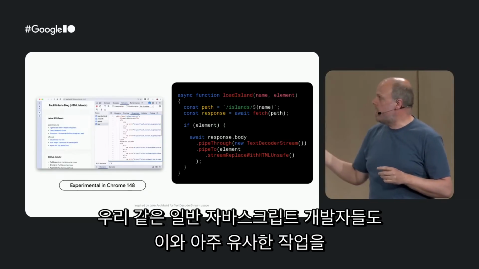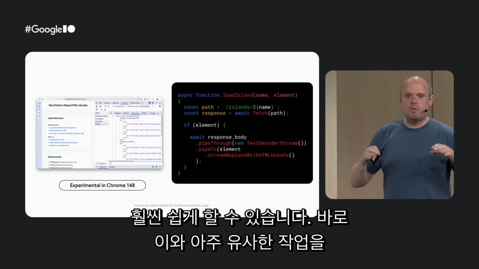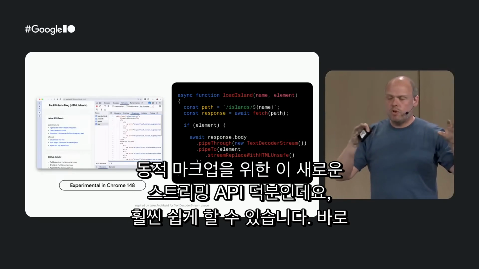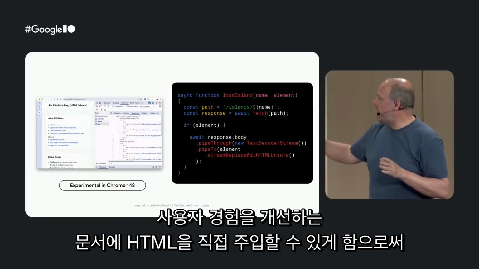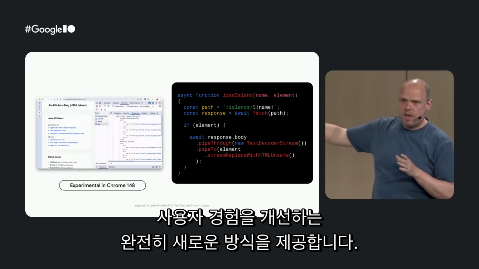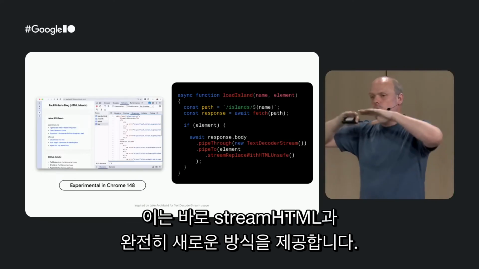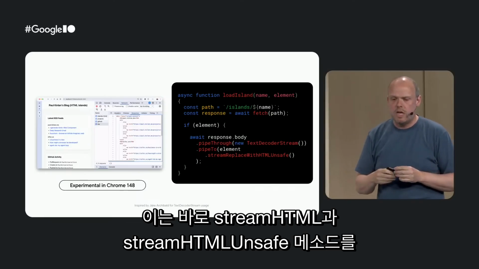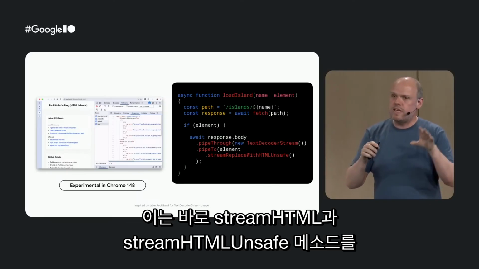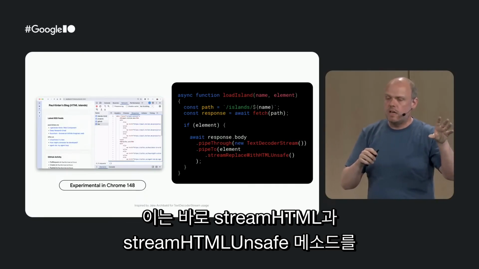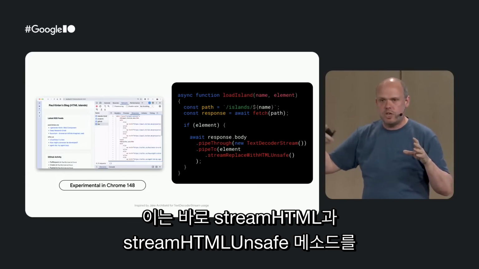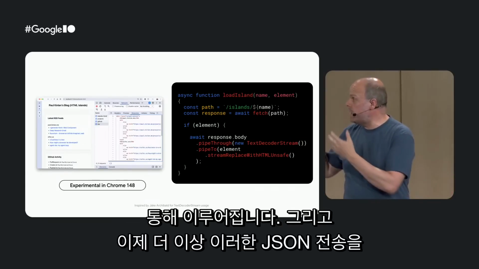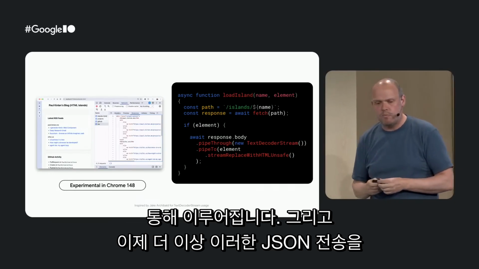The new streaming API for dynamic markup gives you a revamped way to improve experiences by letting you inject HTML into documents via the streamHTML and streamHTMLUnsafe methods. Actually, there's a whole family of different API calls in this. But what this really means is you can take the body from a fetch request and then just stream it directly into the DOM. You don't need to do these JSON transforms anymore. I think it's a very new, powerful primitive.